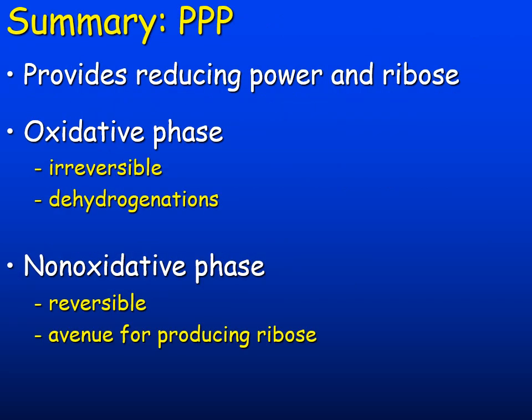So in summary, I've shown you that the pentose phosphate pathway provides reducing power and ribose backbones. It's got an oxidative phase, which is irreversible and underpinned by a couple of dehydrogenation reactions. And it's also got a non-oxidative phase, which is entirely reversible. And for those tissues that don't need NADPH, it acts as an alternative avenue for producing ribose so that you can make DNA and RNA.